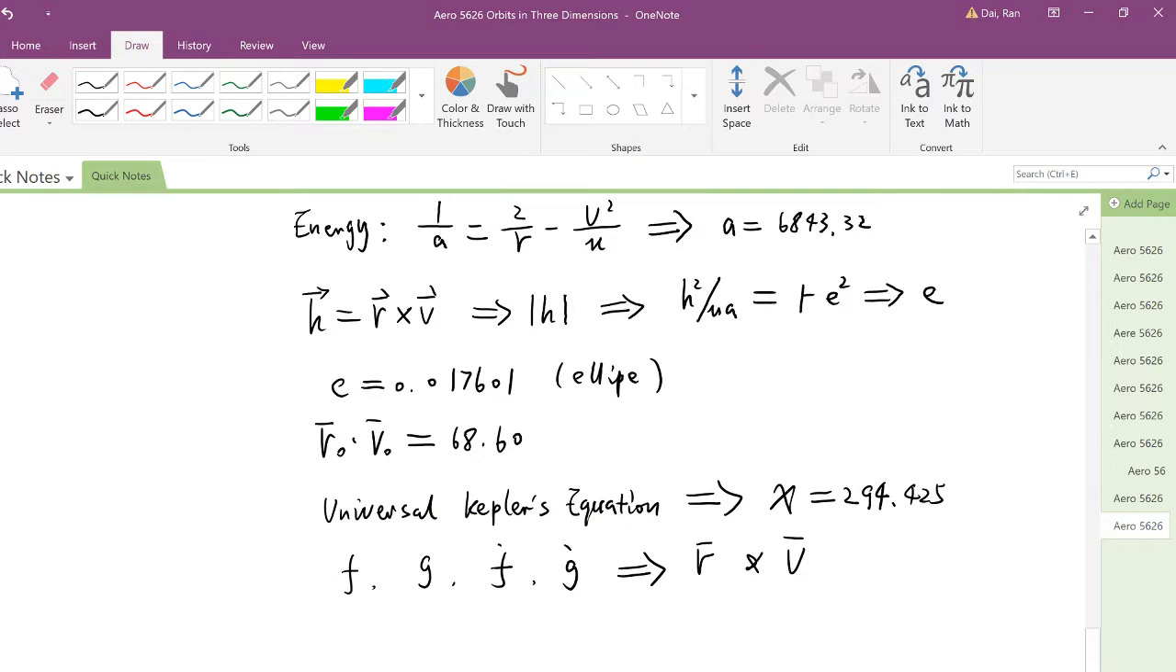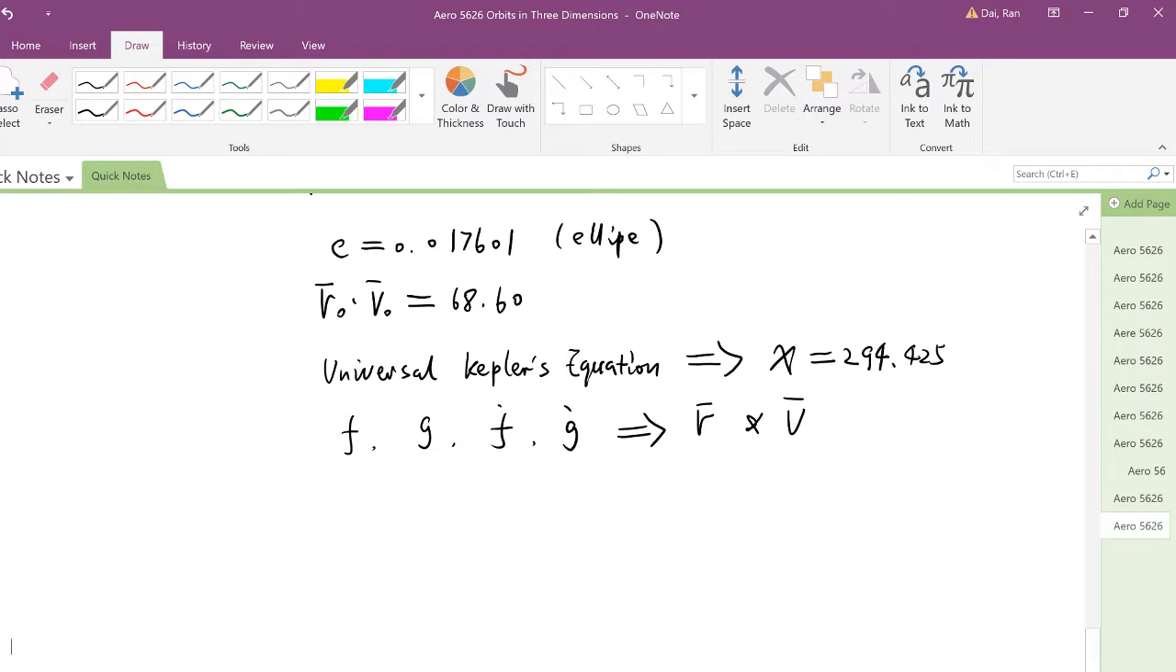Hello, everyone. Let's continue with the second part of today's lecture. Next, we are going to discuss the orbital elements and the state vector.